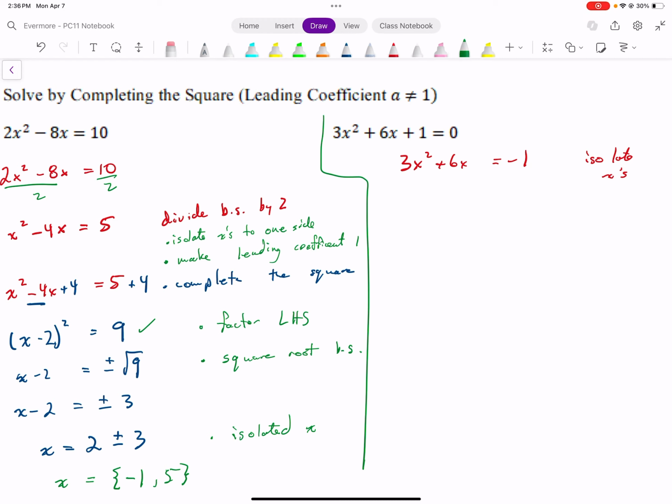But hold on. If you notice, my leading coefficient is not 1. So I'm going to divide both sides by 3. So when I divide the left-hand side by 3, I'm going to make the leading coefficient 1. And that's what it's going to look like.